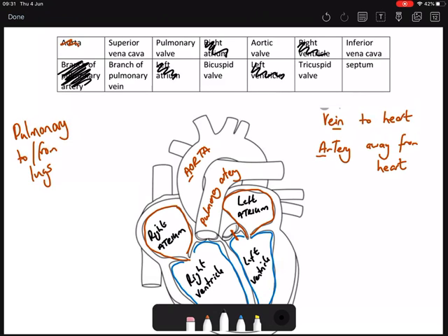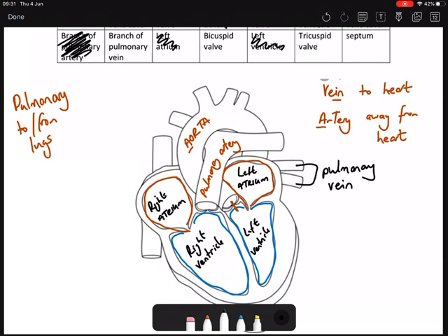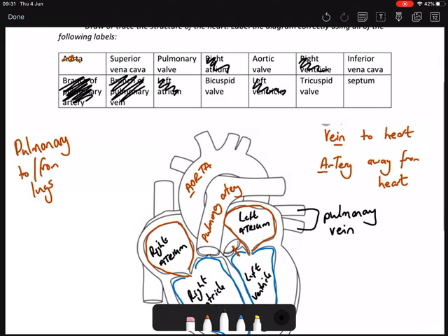Let's have a look first at the pulmonary vein. If I've got a pulmonary dealing with my right, I can't also have another pulmonary dealing with my right. So the second pulmonary needs to be dealing with my left. So these ones here are the branches of the pulmonary vein. And if it's pulmonary, it's coming in from the lungs. So you have to ask yourself, if it's come from the lungs, what type of blood will it have? Will it be oxygenated or deoxygenated?